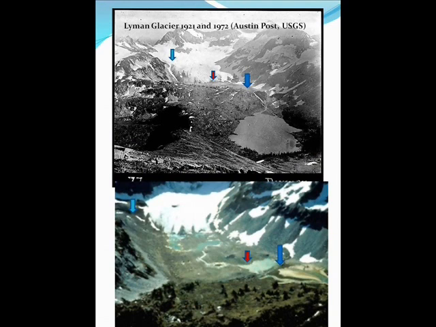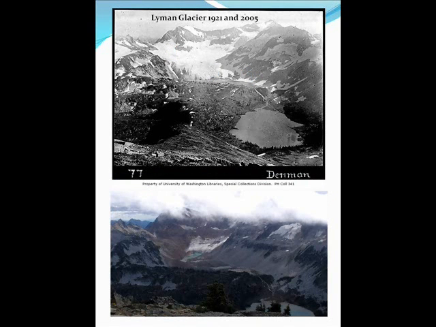Here we have just a different view from the Cloudy Pass area of the glacier, 1972 below, 1921 above. The arrows are indicating lake locations, the Little Ice Age margin in blue, in red the 1921 margin, and then the peripheral area of the glacier.